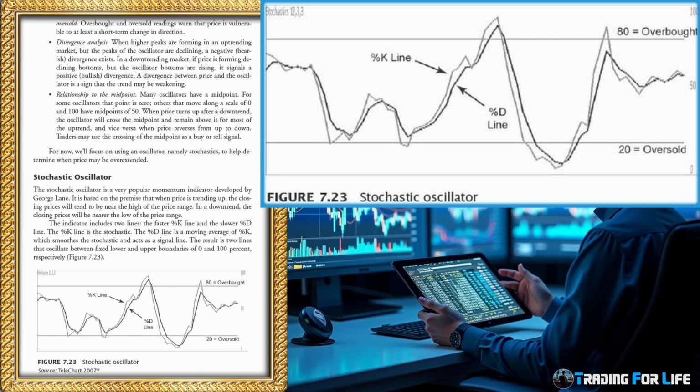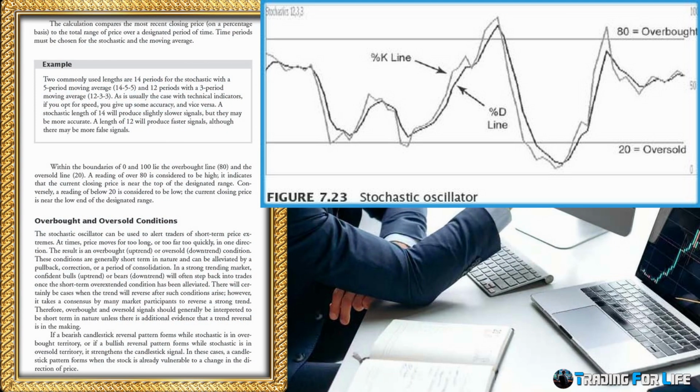Figure 7.23. The calculation compares the most recent closing price, on a percentage basis, to the total range of price over a designated period of time. Time periods must be chosen for the stochastic and the moving average.